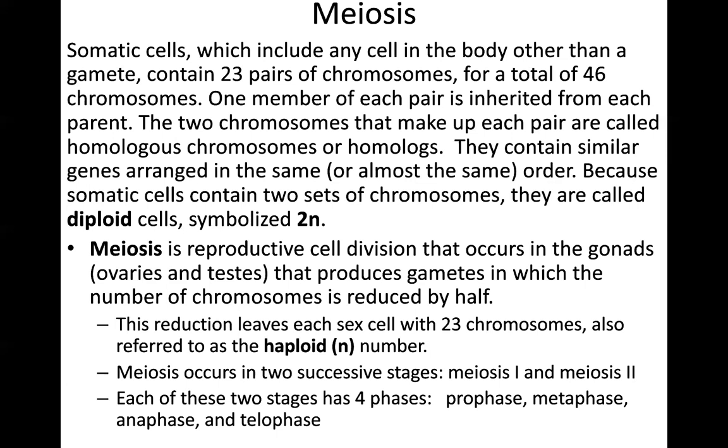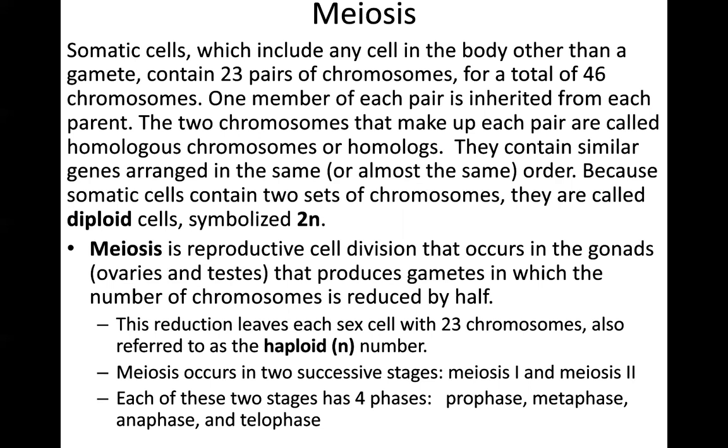Okay, so reading through: somatic cells include any cell in the body other than a gamete. That could be a bone cell, a muscle cell, a neuron. I mean, it's just anything other than an egg or a sperm. They contain 23 pairs of chromosomes, and a pair is 2. So you take 23 times 2. That gives you a total number of 46 chromosomes. Now, one member of each of those pairs is inherited from each parent. So in other words, we have 23 chromosomes that we got from dad, 23 chromosomes that we got from mom.